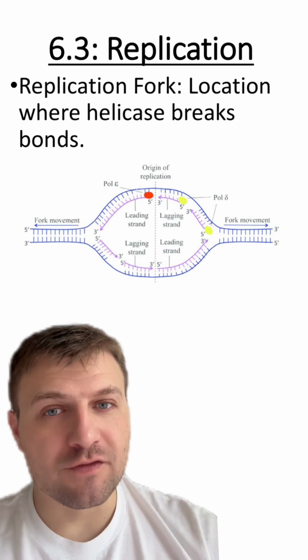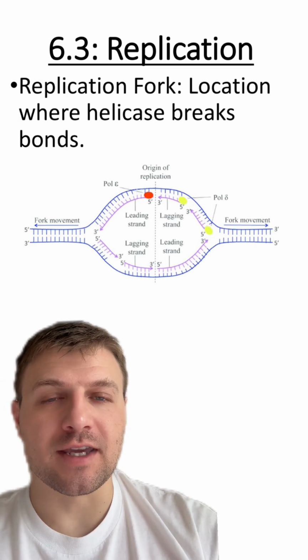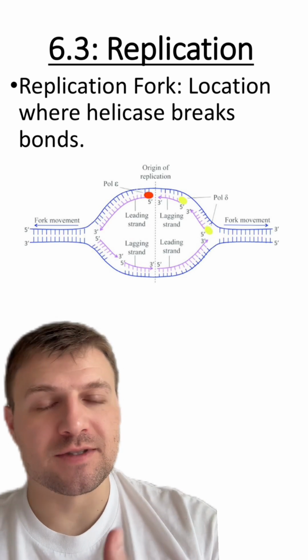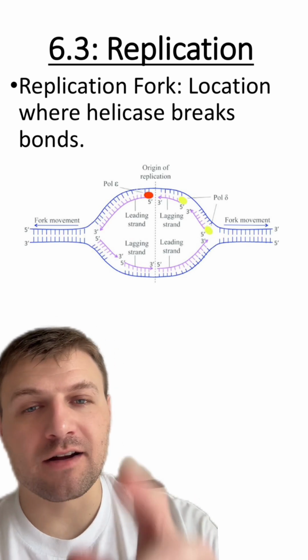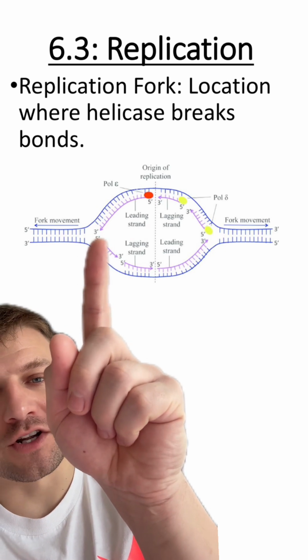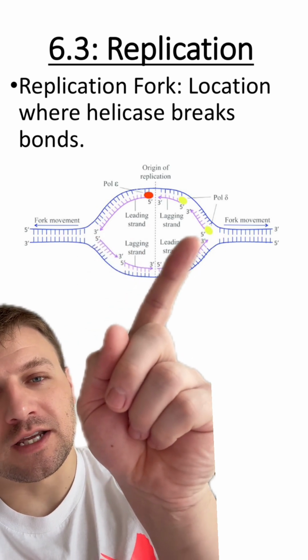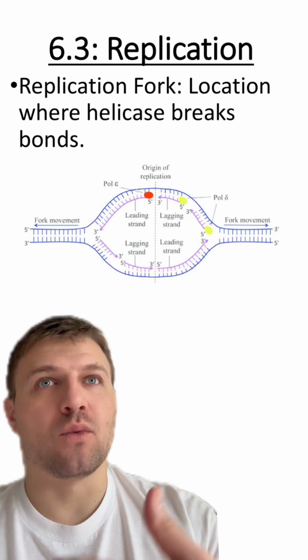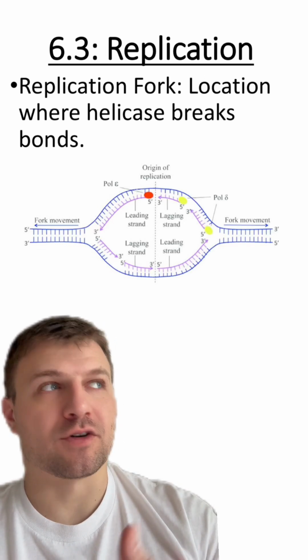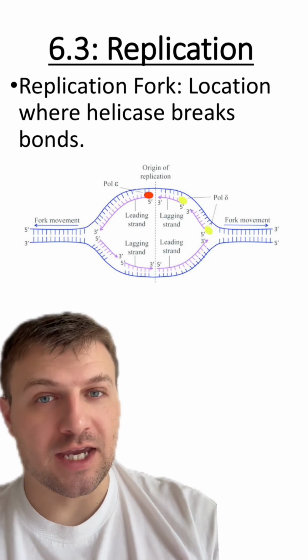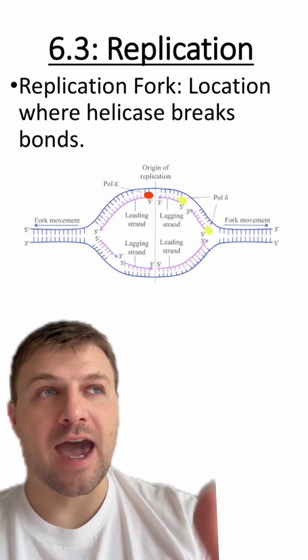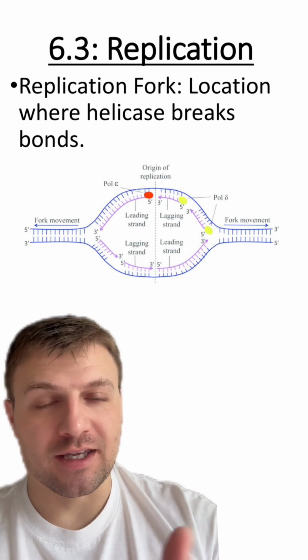The replication fork is going to move as the helicase moves down and unzips the DNA. In our diagram here, we actually have two replication forks. There's one here and there is one here. The replication fork is like where you're reading the book. Say if you're in chapter 4, that's where the replication fork is. It's where the actual helicase is breaking the bonds at.